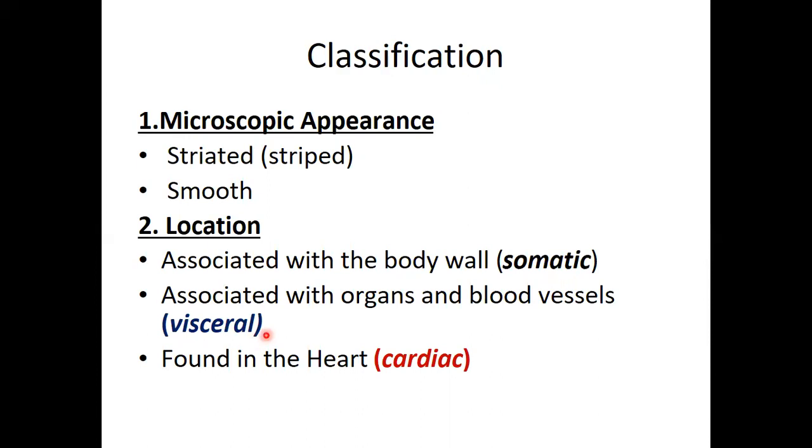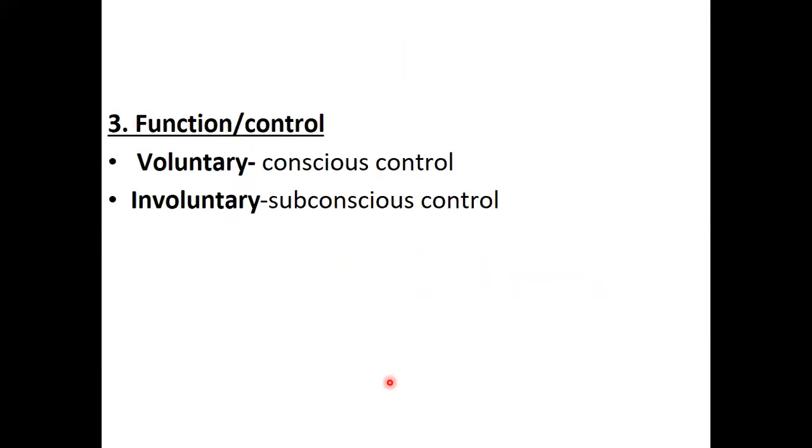So there we're looking at location. Is it with the body? Is it with internal organs or with the heart? Function: we have voluntary and involuntary muscles. Muscles that we control with our conscious mind, we call them voluntary. Muscles that we can't control with our conscious mind, we call them involuntary muscles.